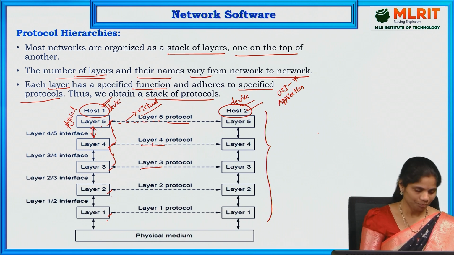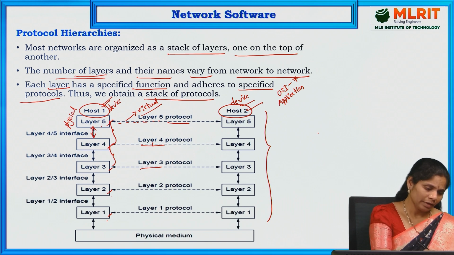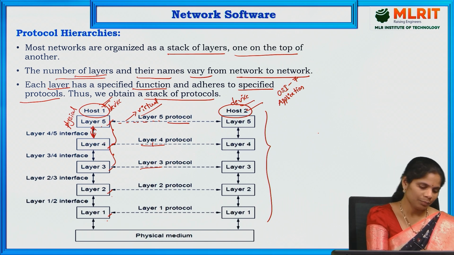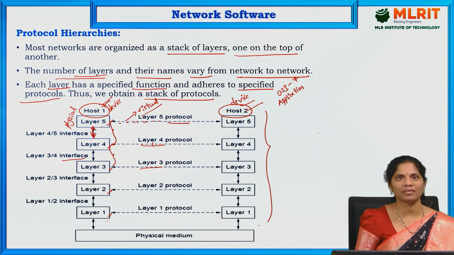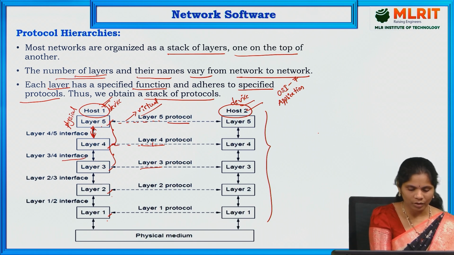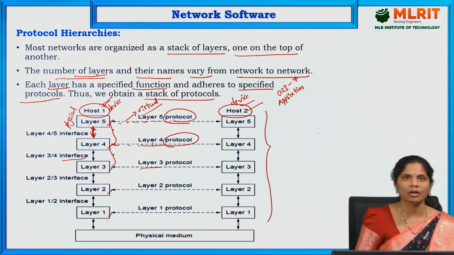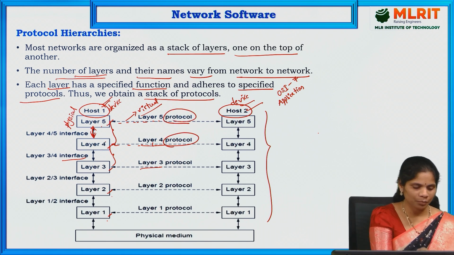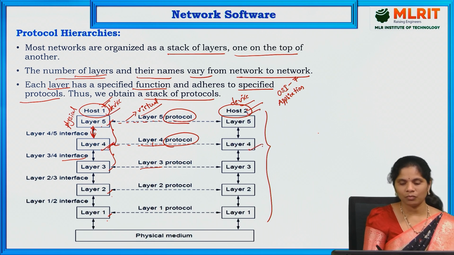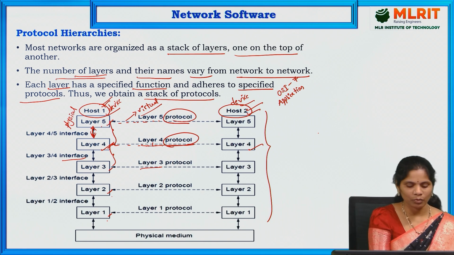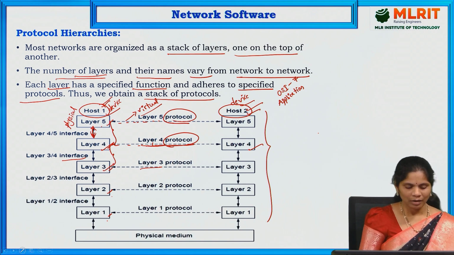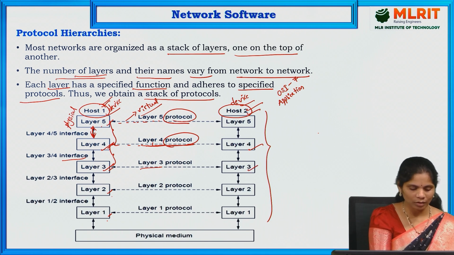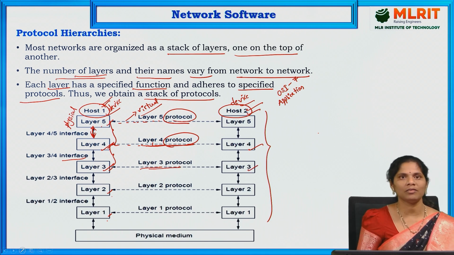At the same time, this solid line indicates the interface. So between layer 4 and layer 5, and layer 3 and layer 4, there is an interface. This solid line is called the interface, and this virtual line is talking about the protocol, which protocol is used in that particular layer. Layer 4 in host 1 is connected to layer 4 in host 2 through one particular protocol, that is the layer 4 protocol. At the same time, layer 3 in host 1 and layer 3 in host 2 communicate with the layer 3 protocol. That is virtual communication.